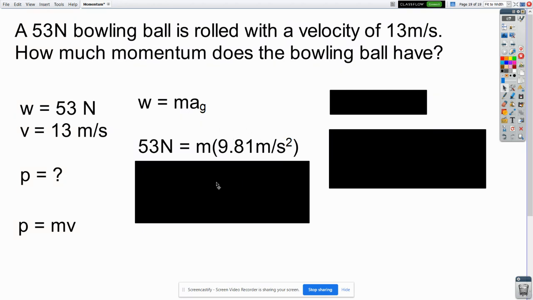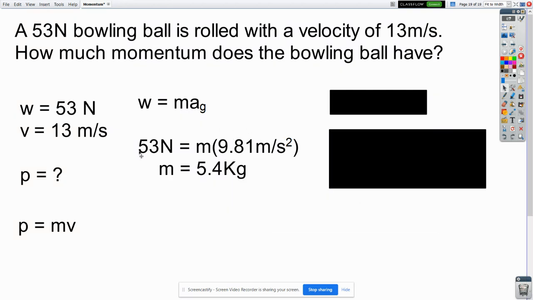We are going to divide both sides by 9.81. 53 divided by 9.81 is 5.4. The newtons and the meters per second squared cancel in a way that gives us kilograms. If you want to see how that works, or you don't remember how that works, go back and watch the video on Newton's second law.